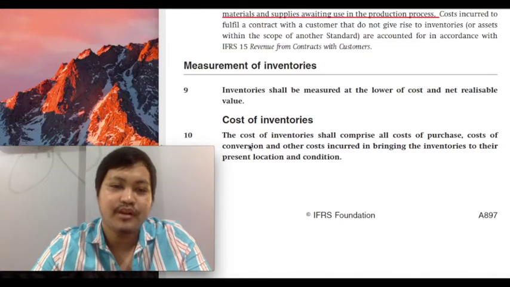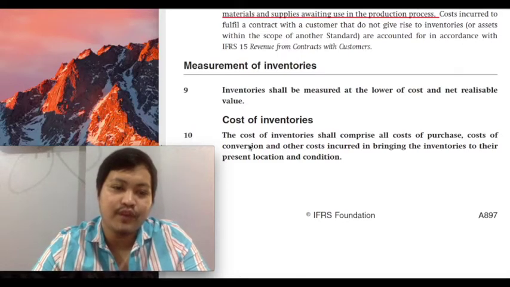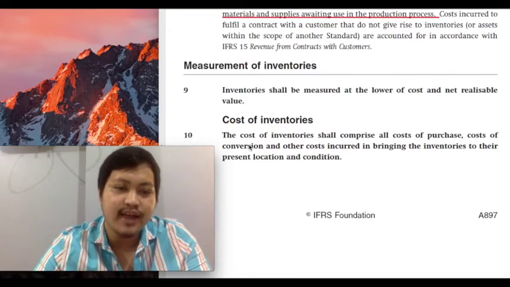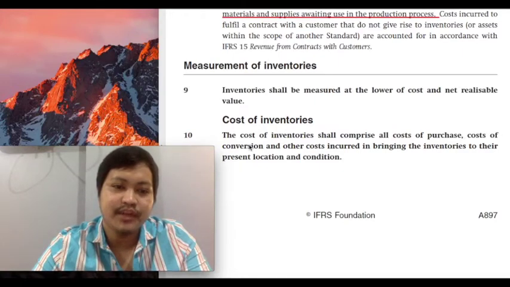But again, the important point here, class, is that you can recall how inventories are to be measured. Initially, inventories are to be measured at cost, while it is to be subsequently measured at the lower between the cost and NRV. The mnemonic for the subsequent measurement rule for inventories, class, is LCNRV, lower of cost and net realizable value, LCNRV.